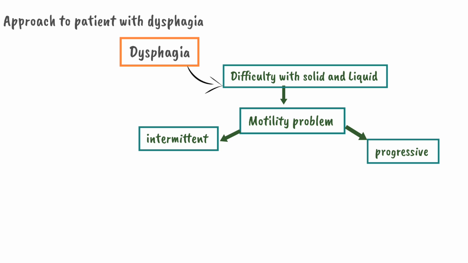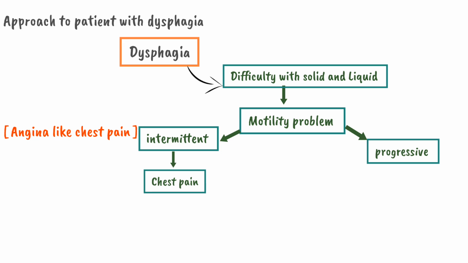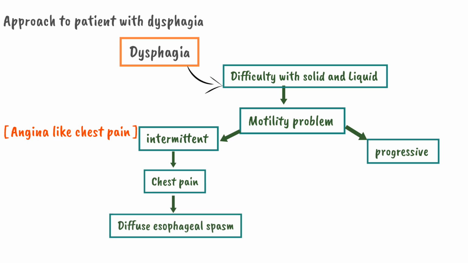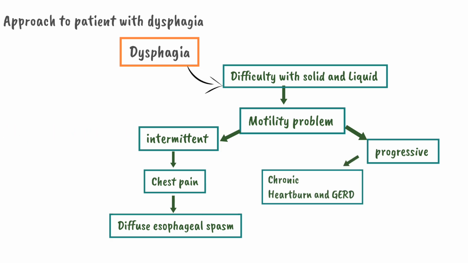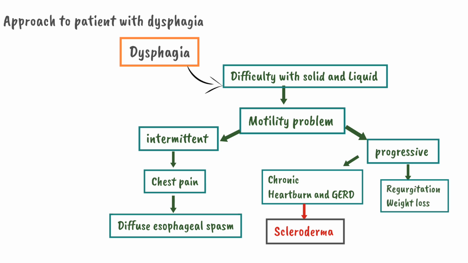If the features are intermittent and the patient is experiencing chest pain, a typical angina-like chest pain, meaning chest pain radiating to the back, jaw and arm, the most common diagnosis will be diffuse esophageal spasm. And if the dysphagia is progressive and the patient has clinical features of chronic heartburn and GERD, the diagnosis will be scleroderma. And if the patient has a progressive dysphagia to both solid and liquid, and is also experiencing regurgitation and weight loss, the most likely diagnosis will be achalasia.